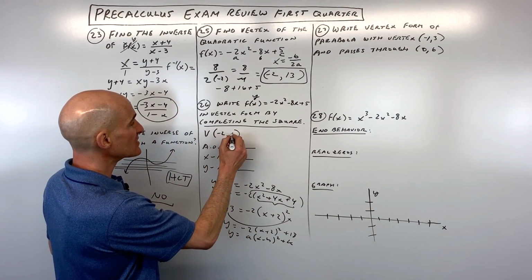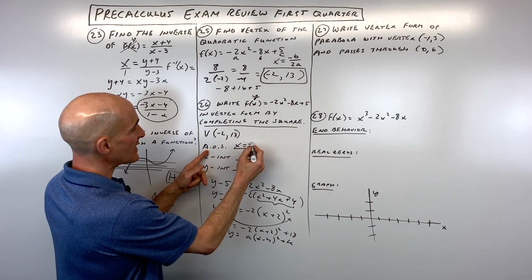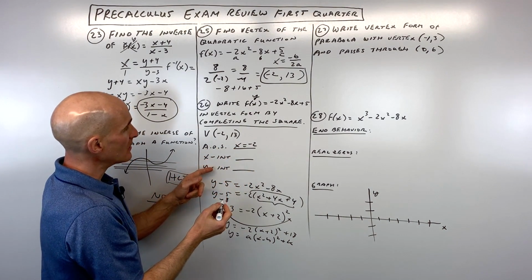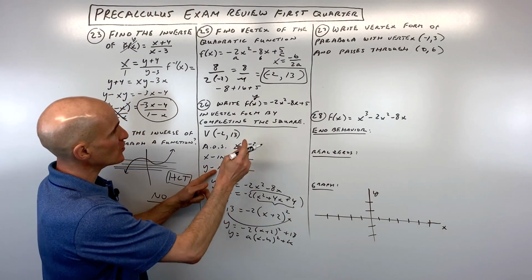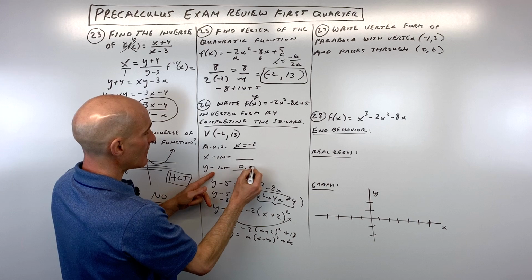So you can see the vertex is negative 2, 13. The axis of symmetry goes right through the x-coordinate of the vertex, that's x equals negative 2. The y-intercept, what you want to do is set x equal to 0. So the y-intercept is going to be (0, 5).